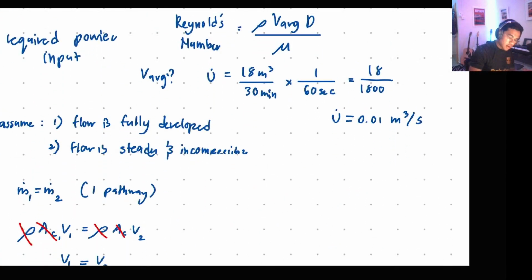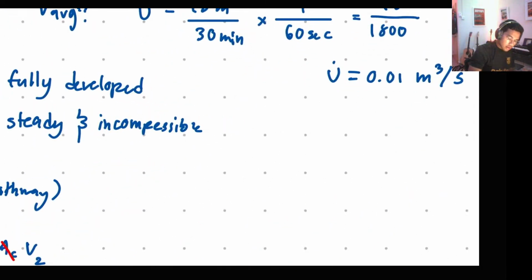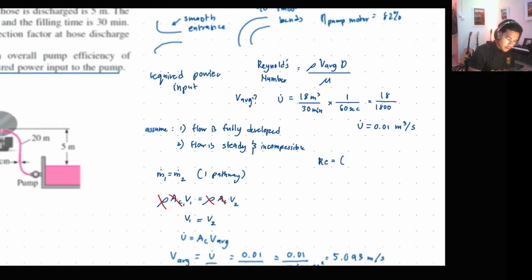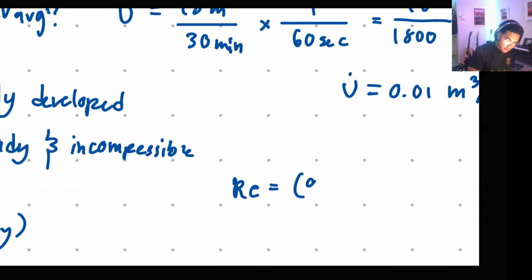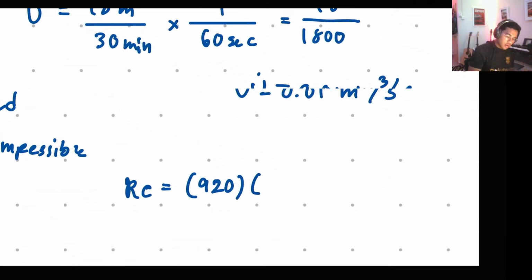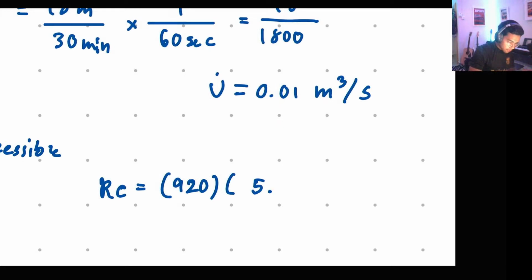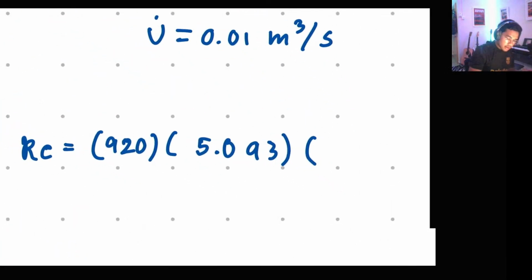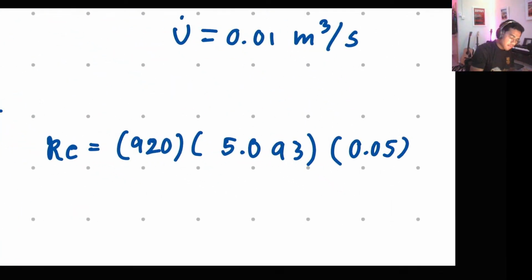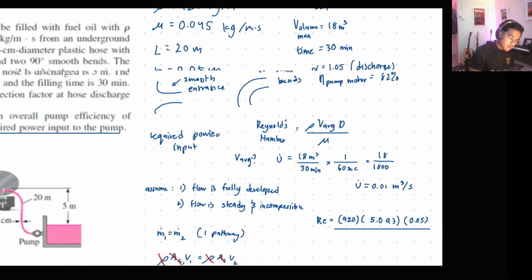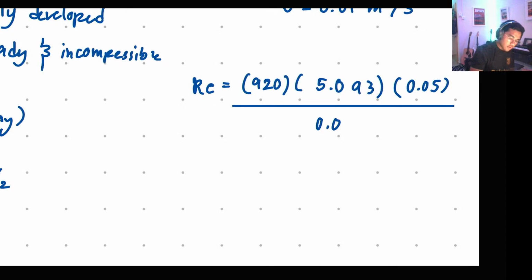So now we can find our Reynolds number. Re equals the density 920 times V average 5.093 times D 0.05 over the viscosity 0.045. Okay, so let's calculate that.